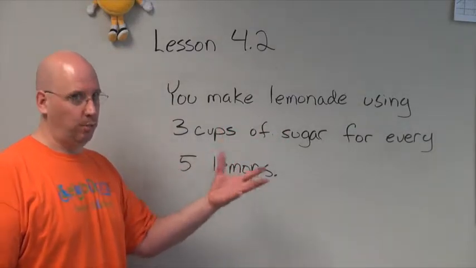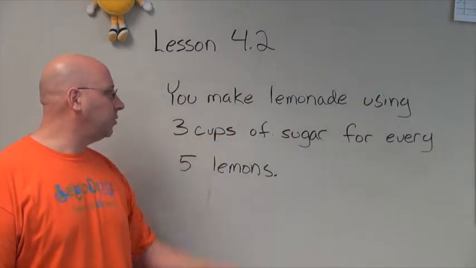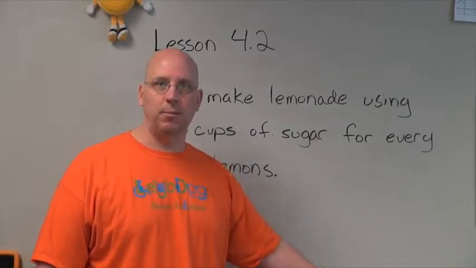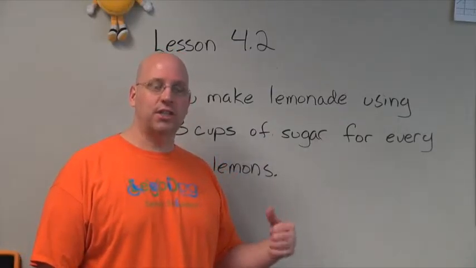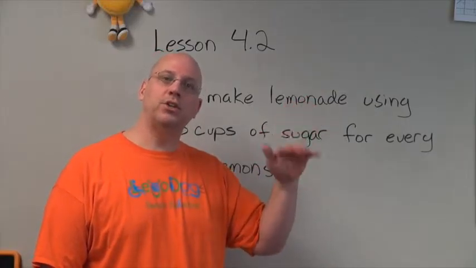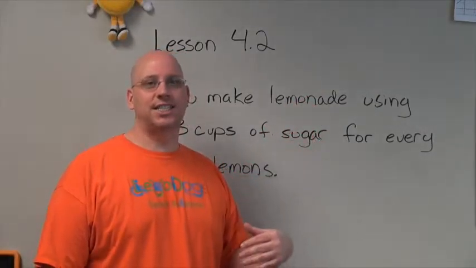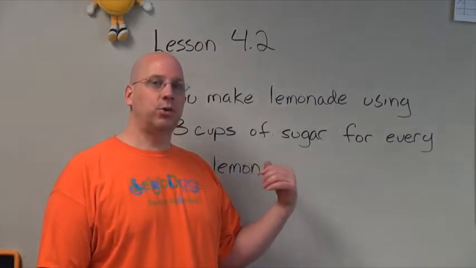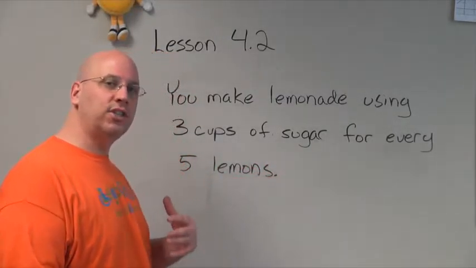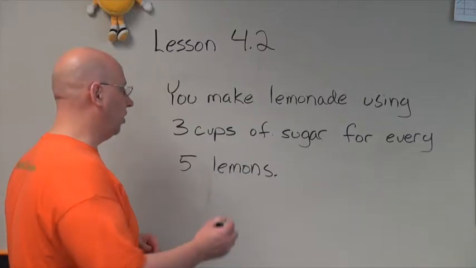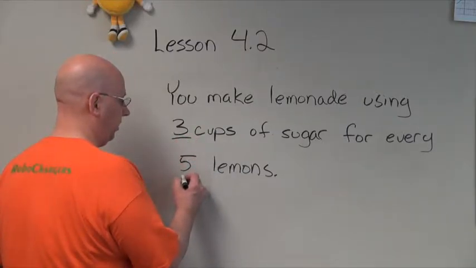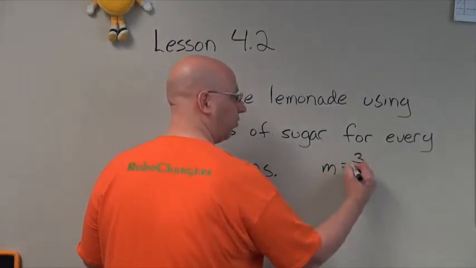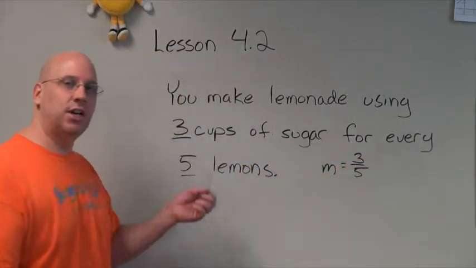You're making lemonade, yum yum, and you use 3 cups of sugar for every 5 lemons. Let me tell you really quickly how to set these up. Whatever is listed first is going to be on top of your slope. It'll be your change in y. Whatever is listed second will be your change in x. So when you're trying to come up with your slope, the order it's given to you is going to be your slope. So I have 3 and 5. So my m is going to be 3 over 5. That is going to be my change.